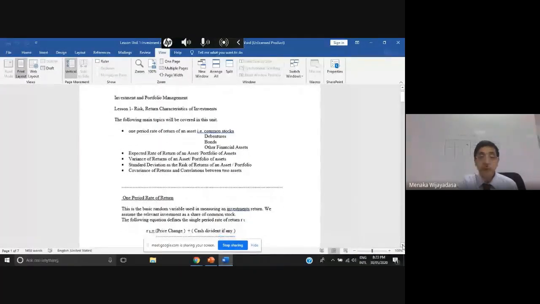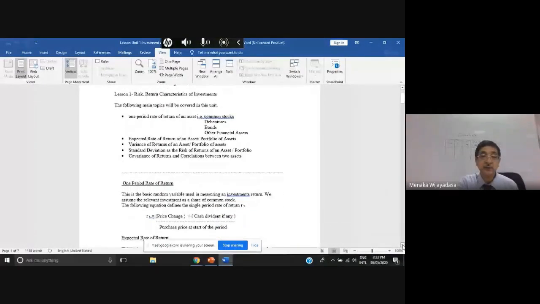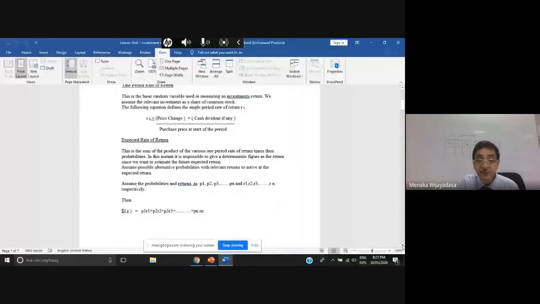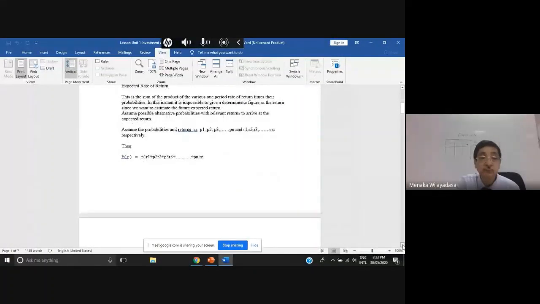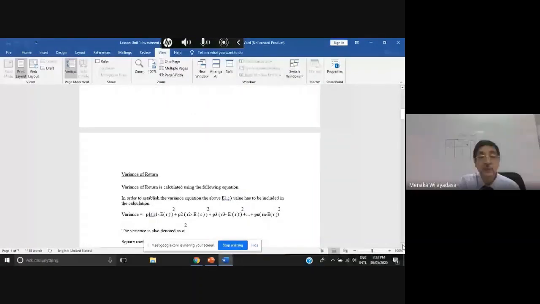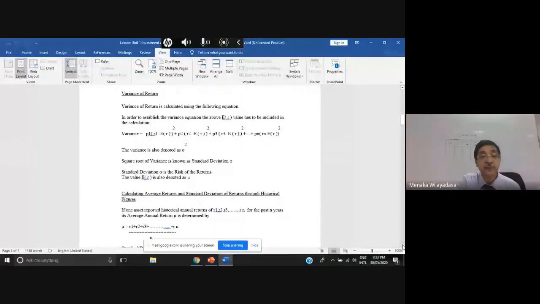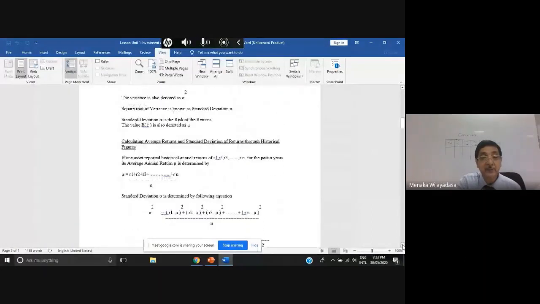Right. Now can you see this? Can you see this? Yes. Right. Okay. Now I just explained the calculation of expected rate of return of L and expected rate of return of M.